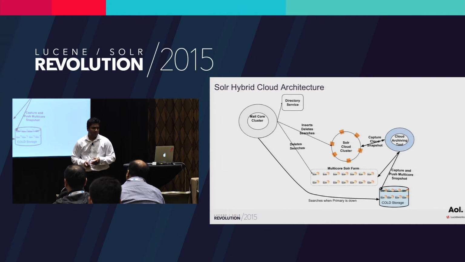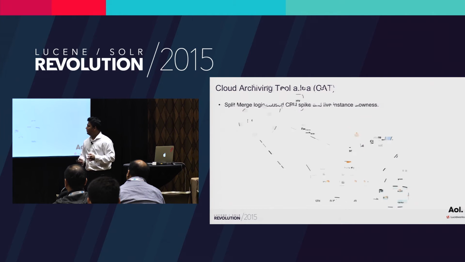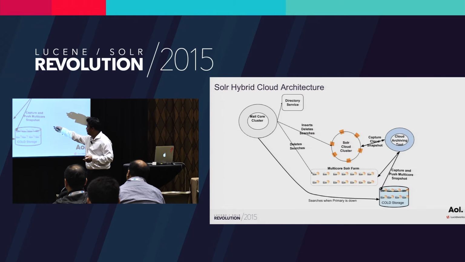Initially, we had split and merge logic built into the cloud, which uses the shard splitting and merge logic that Solar has at the moment. We had similar logic, and we used to just take Solar Cloud and put it in multi-core form automatically. What we figured out when we rolled this out into production was that split and merge logic is extremely CPU and disk intensive. It's almost like an optimize or compaction, and segment merges. So we decided that's a bad idea. We needed to get out.